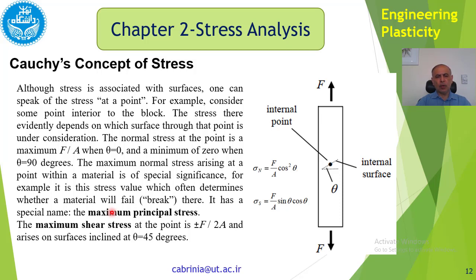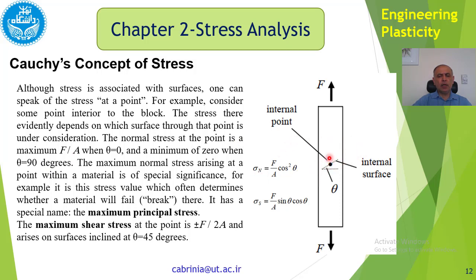So the normal stress at the point is maximum and equal to F over A. But depending on which plane we are considering, we want to know what the minimum and maximum are. So sigma n is maximum if theta is 0. Theta is 0, sigma n is maximum. And it is minimum when theta is 90 degrees. When theta is 90 degrees, cos 90 is 0, and then sigma n is equal to 0, and that is the minimum value for sigma n. So that's how we get the minimum and maximum. Obviously as theta changes from 0 to 90, we get different values for sigma n.